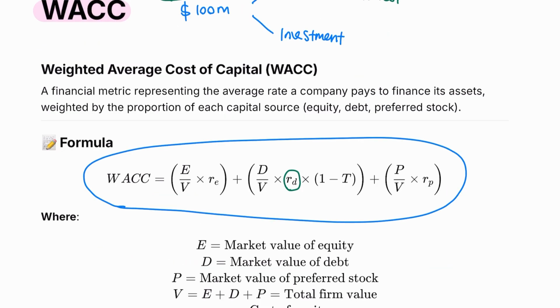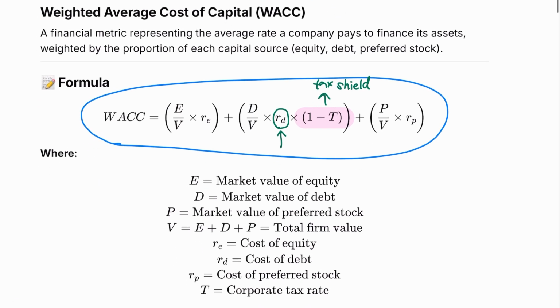Here is a reminder. Here, the cost of debt is the pre-tax cost of debt. As we know, the interest paid for debt is tax deductible. So we multiply this debt cost by 1 minus t. We call this the tax shield. T here refers to the tax rate, and we can always find the tax rate from a company's financial statements.